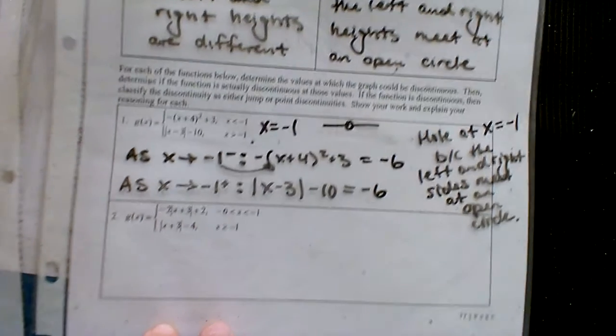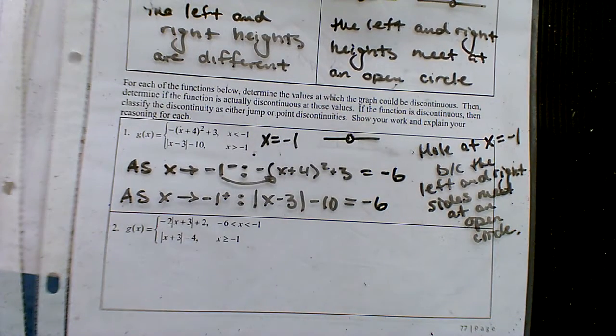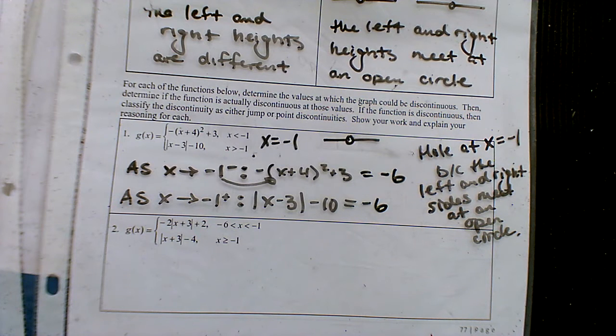All right, let's try 2. Where's this special spot that we need to test? Where are we interested in analyzing kind of what's going on as one graph ends and the next one begins? Can we identify it?